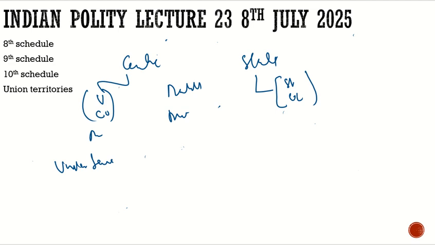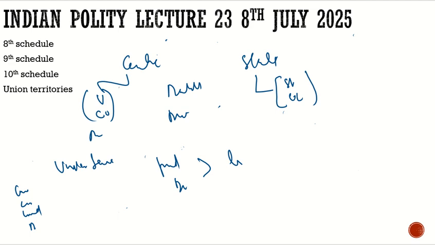For example, if we look at Puducherry and Delhi, they have legislative assemblies. But if we look at Chandigarh, Lakshadweep, Ladakh, Daman and Diu, Dadra and Nagar Haveli, and Andaman and Nicobar, their political structure is different.